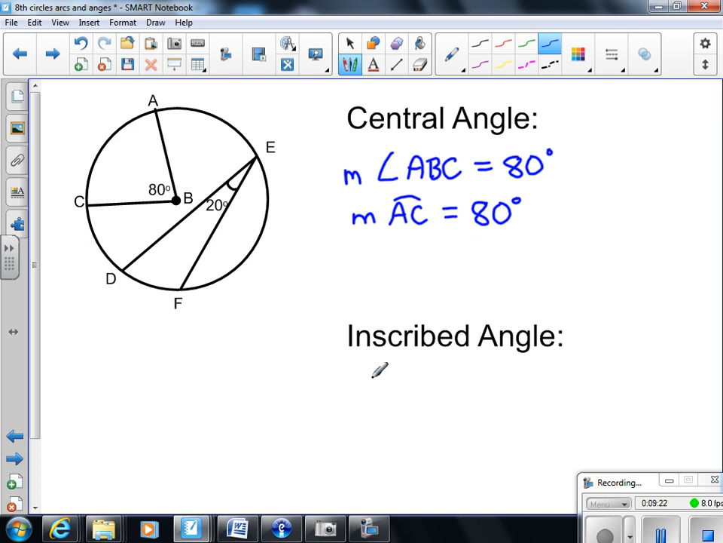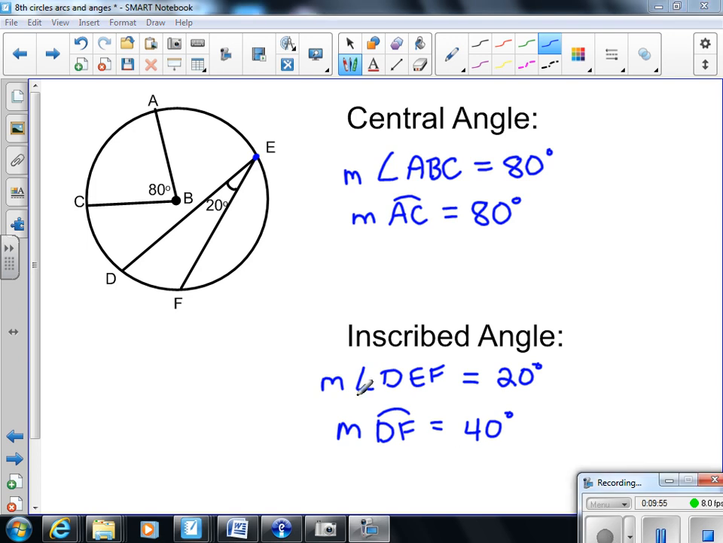Okay, can you give me an inscribed angle? Angle DEF is inscribed because its vertex lies on the circle. And what would the measure of that angle be? Okay, it's 20 degrees. Good. What would be the measure then of the corresponding arc, or the arc that it intersects? Arc DF. What would be its measure? Good, it would be doubled, or 40 degrees.